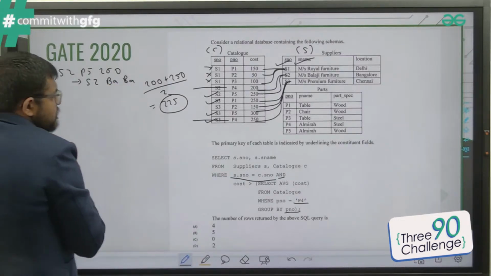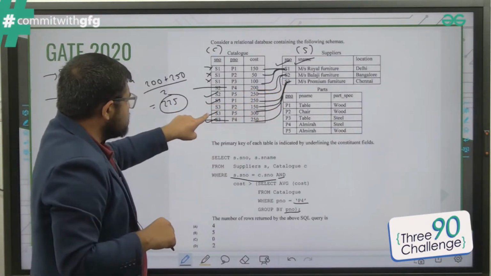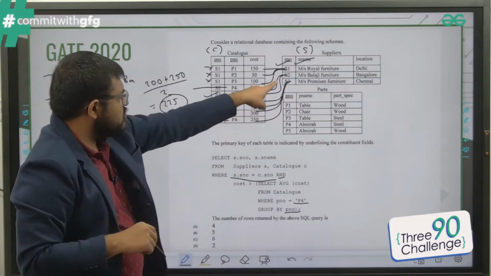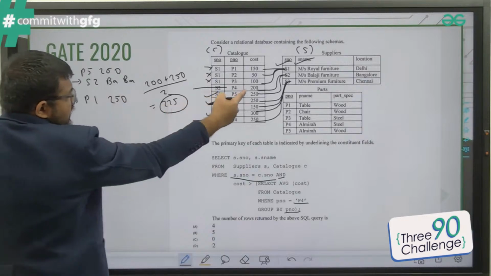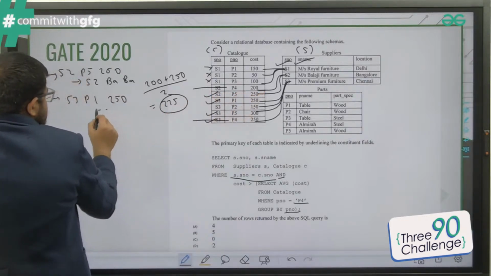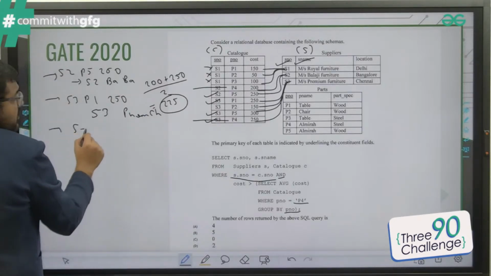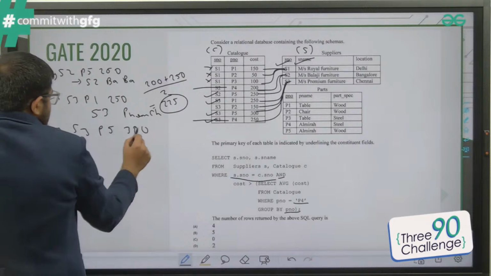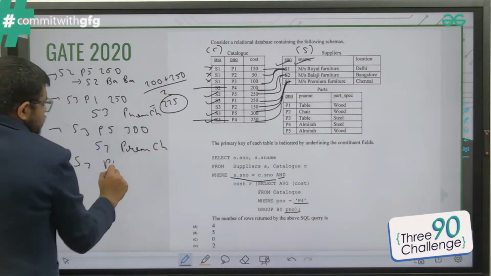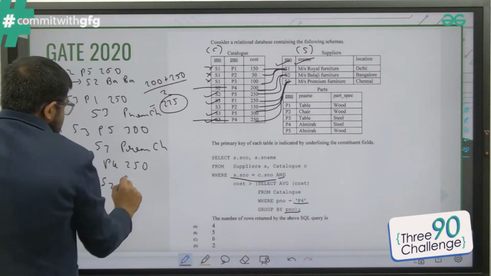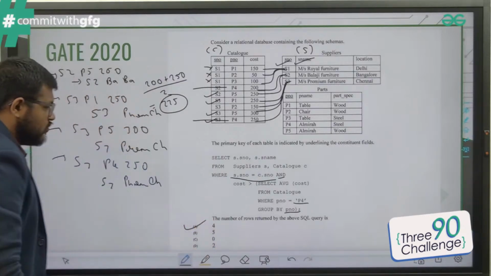This is the first tuple. Then S3 will relate with this S3 because the cost is greater than 225. This S3 will also relate to this S3, and this S3 will also relate to this S3. So it will be S3 P1 250 and S3 Premium Furniture Chennai. Then S3 P5 300 and S3 Premium Furniture Chennai, and S3 P4 250 and S3 Premium Furniture and Chennai. So there will be 4 tuples. So the number of tuples returned will be 4.